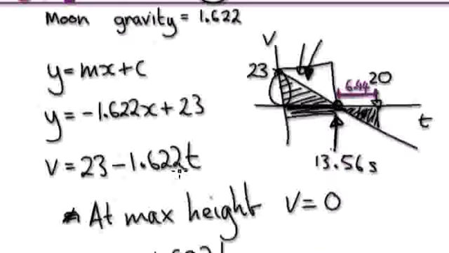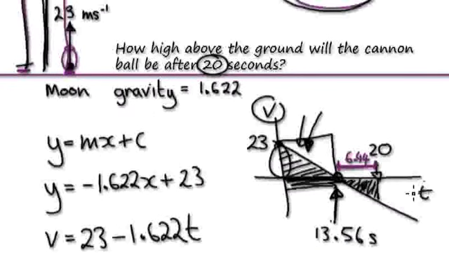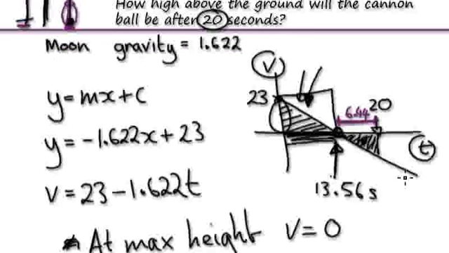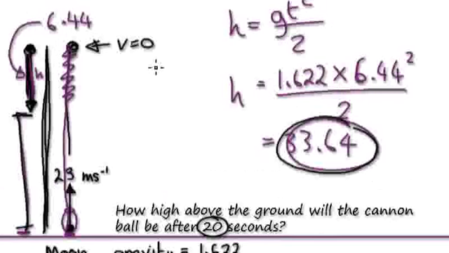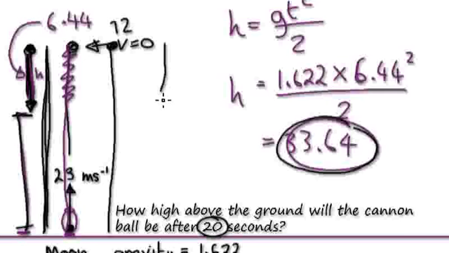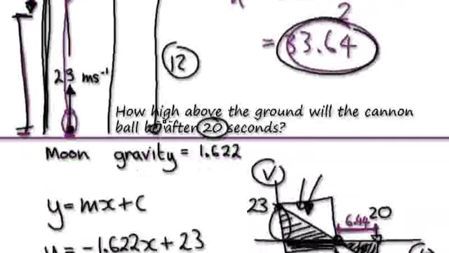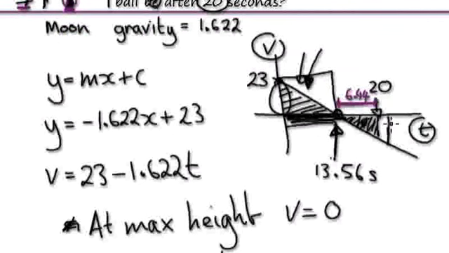Once you've got your velocity time graph, remember that if it takes 13.56 seconds to get to its maximum height, then whatever time it takes to get up here, let's just say 12 seconds, it will also take 12 seconds on the way down as well. So your graph will look like this.